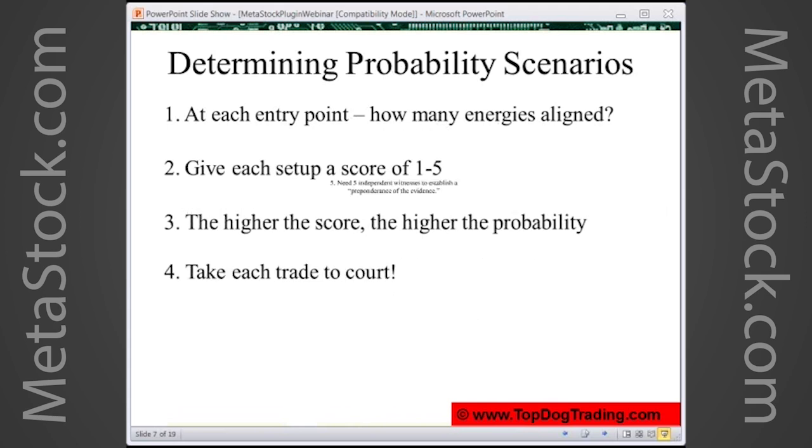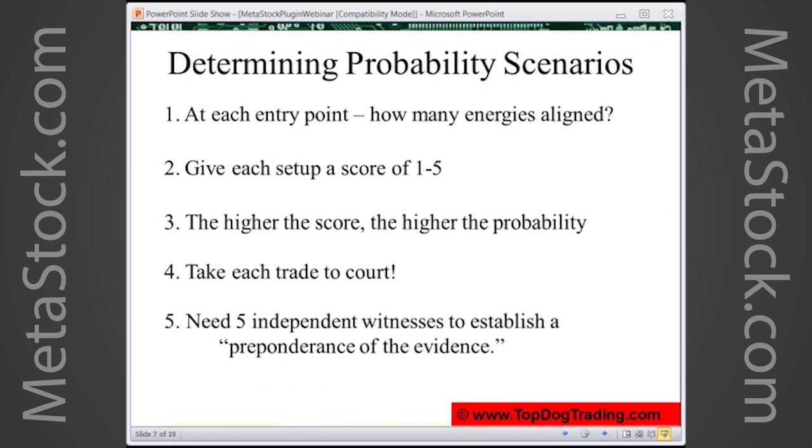And I liken this to taking each trade to court. I need 5 independent witnesses to establish a preponderance of the evidence. Now, the operative word there is independent. And let me explain why. If I were to take a chart and put, say, 5 trend indicators on there, for example, and all of them said, yeah, the market's bullish, the trend is up.